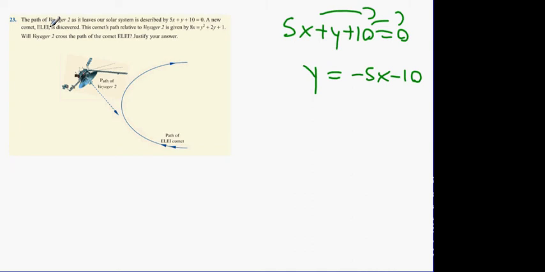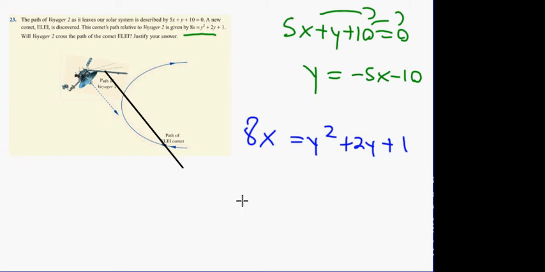A new comet, ELEI, is discovered. The comet's path relative to Voyager 2 is given by the curve. So this is the blue curve here, and its equation is 8x equals y squared plus 2y plus 1. Now, will Voyager 2 cross the path of the comet? Justify your answer. What can happen is, it can cross it twice, we get 2 answers. It can cross it once, we get 1 answer, and if it doesn't cross at all, we won't be able to do it. Let's see what happens, okay?